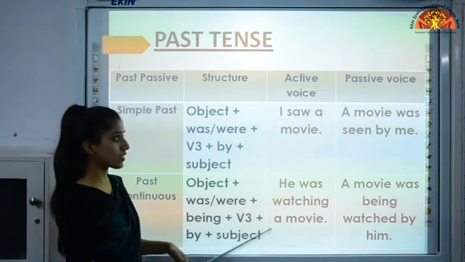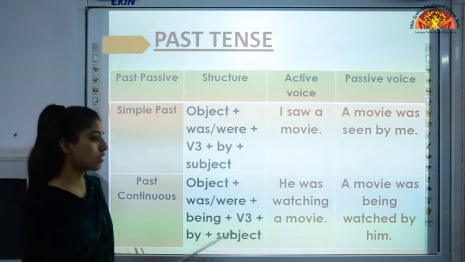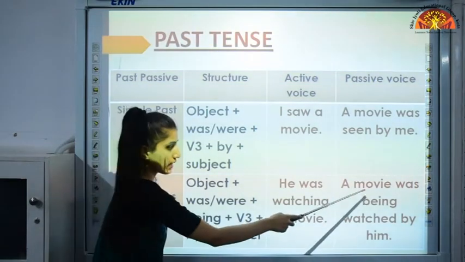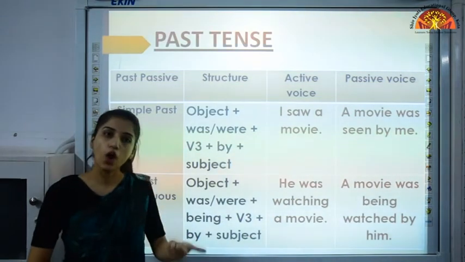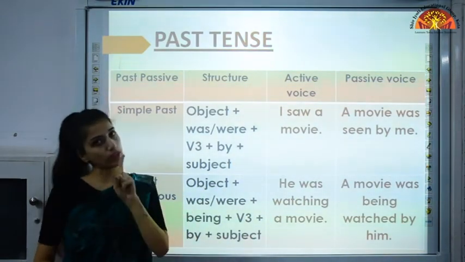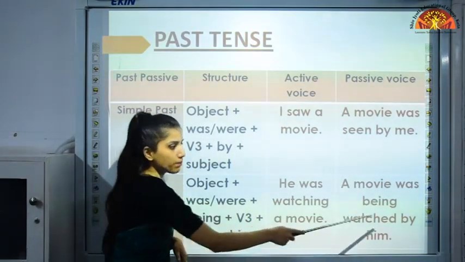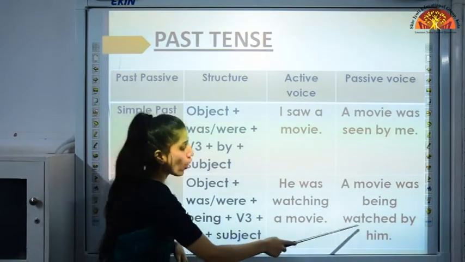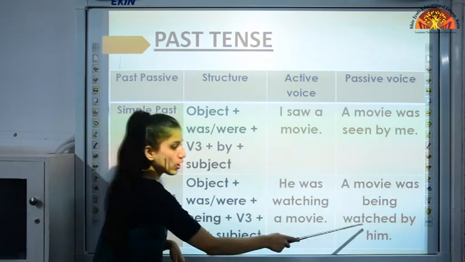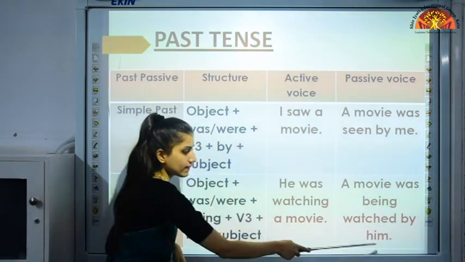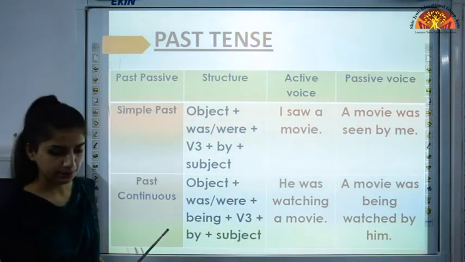So now let's convert it into passive voice according to this structure. First what will come? Object, that is a movie, then was or were according to the object. A movie, we are talking about only a single movie over here. So was, and then it will be accompanied by being, and then watch, that is the third form of the verb watch, that is watched, preposition by, and then him, that is he is converted into him over here.